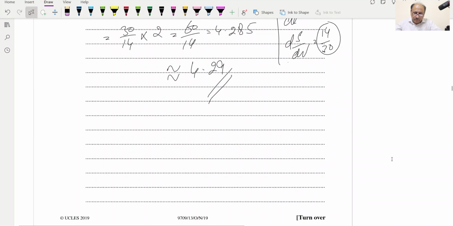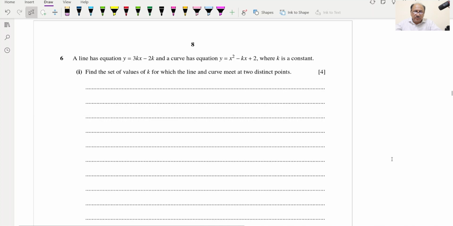This is done. Now we can move to question number 6. A line has equation this one, and a curve has equation this, where k is a constant. Find the set of values of k for which the line and the curve meet at 2 distinct points.